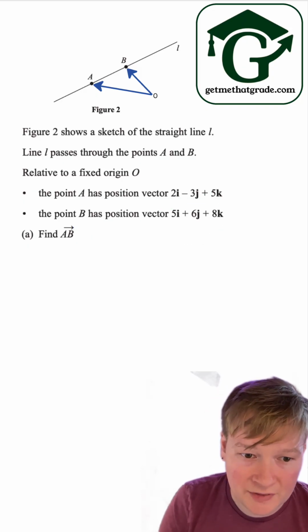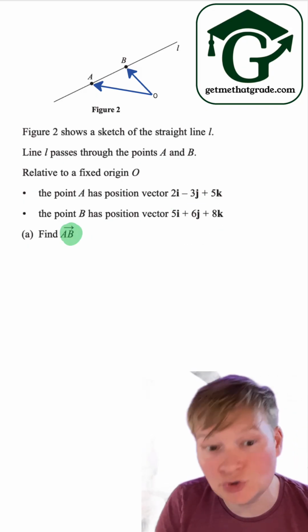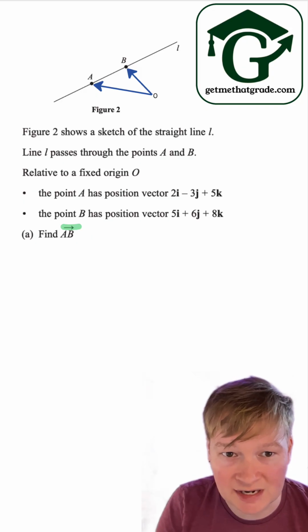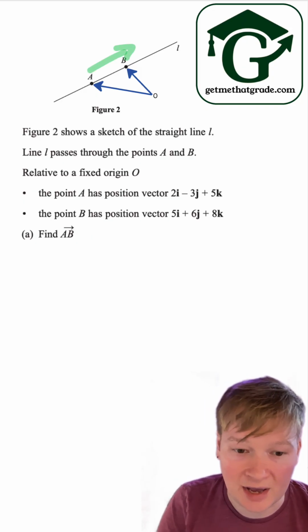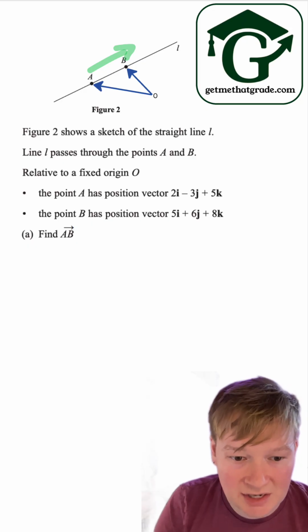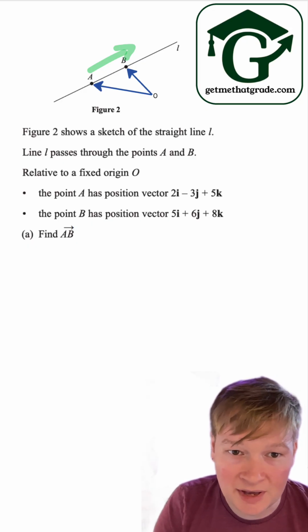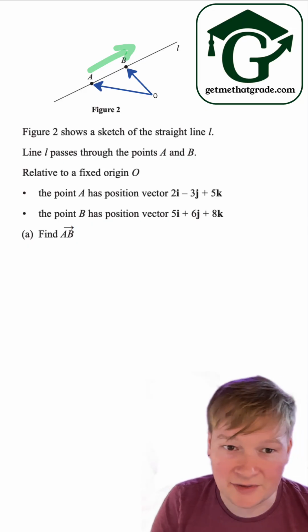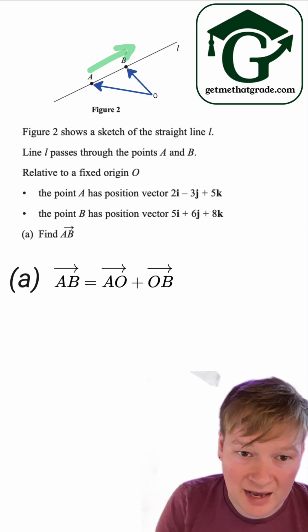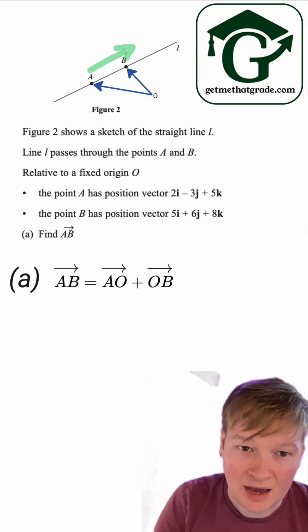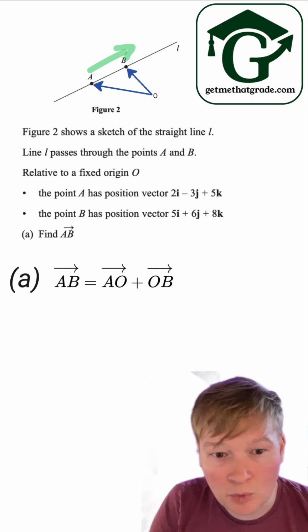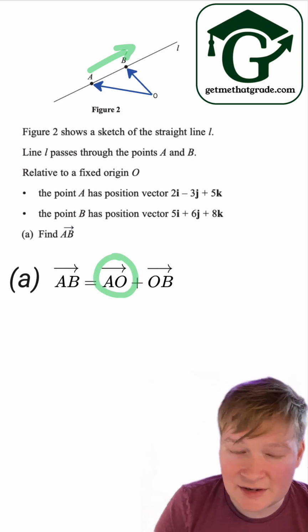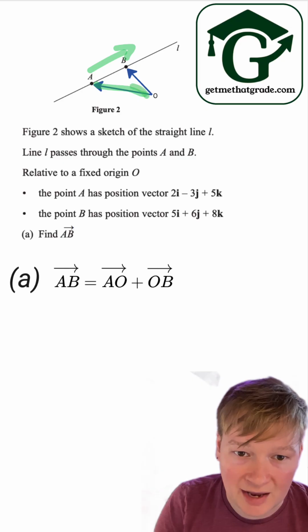And we're asked to find the vector that takes us from A to B. Notice the direction of this arrow, that's important. We're trying to find this vector that goes this way from A to B. So we're starting at A and we need to end at B. How can we take that journey? Well, we can go from A to O this way, and then from O to B this way. Notice that when we go from A to O, that's in the opposite direction of the arrow here.